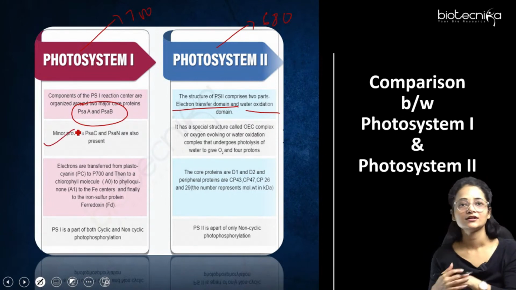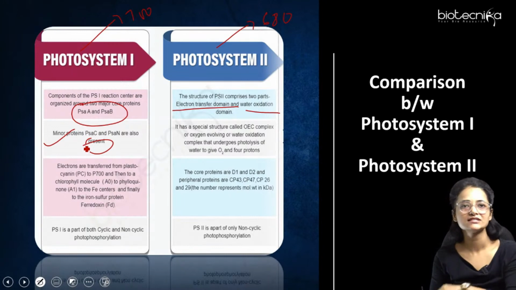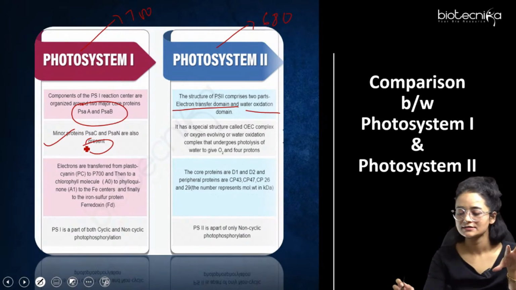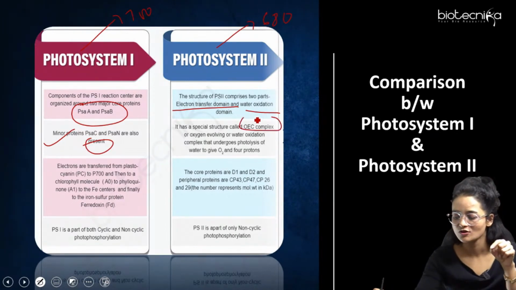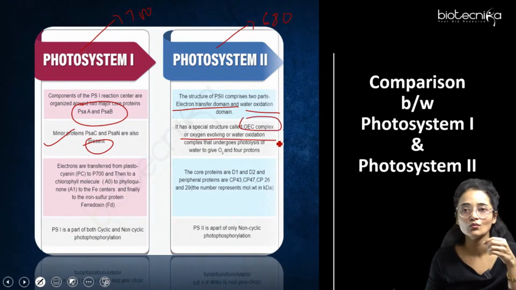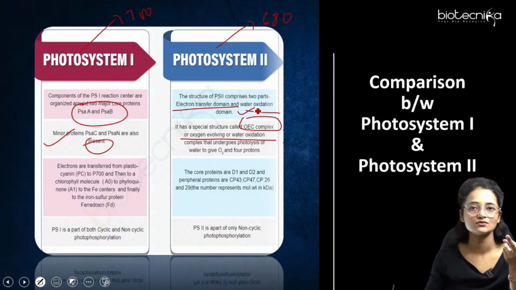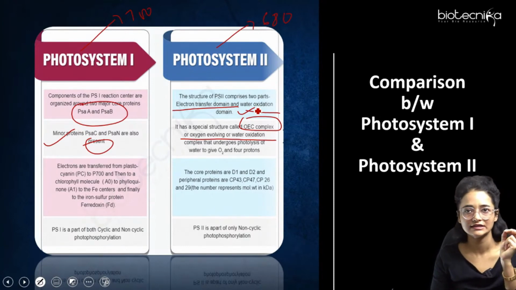Then come the minor proteins, PSAC and PSAN, which are also present. These are proteins that are components of photosystem 1. And in photosystem 2, it has a special structure called the OEC. The OEC, or the oxygen evolving or water oxidation complex, is present here, right? So that's what I said, the two domains are present: one is the water oxidation domain, another is the electron transfer domain. The water oxidation domain is known as the OEC complex, that is, the oxygen evolving complex, right?